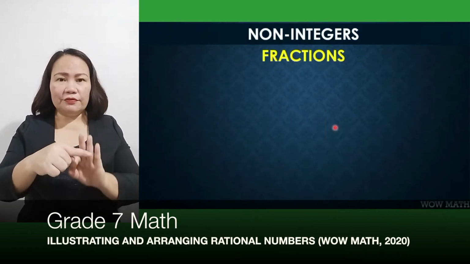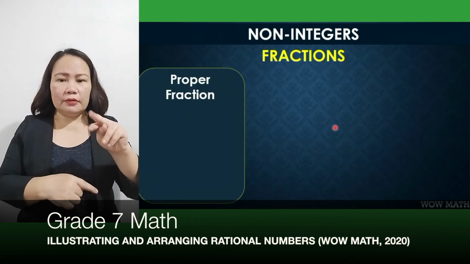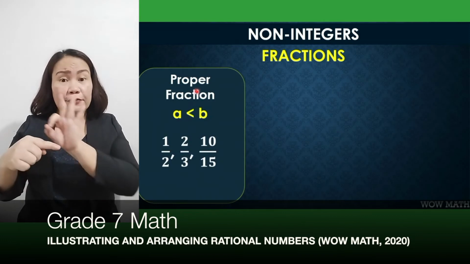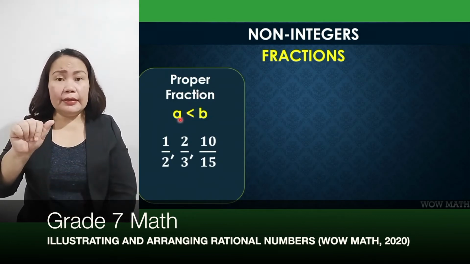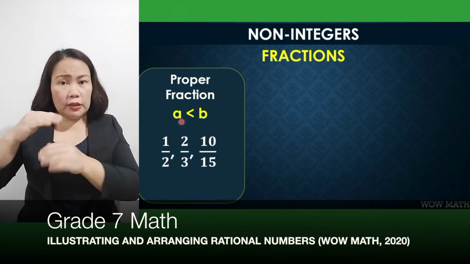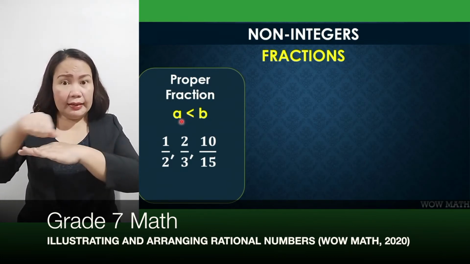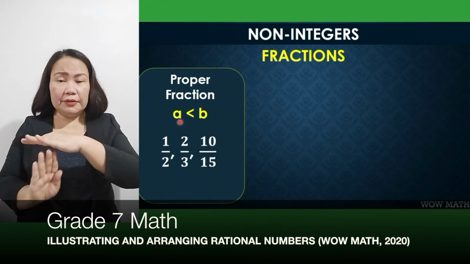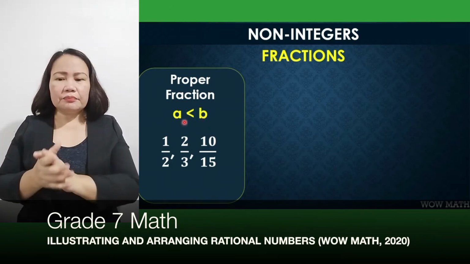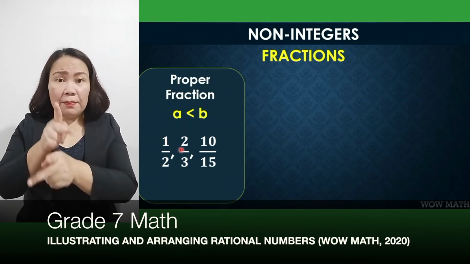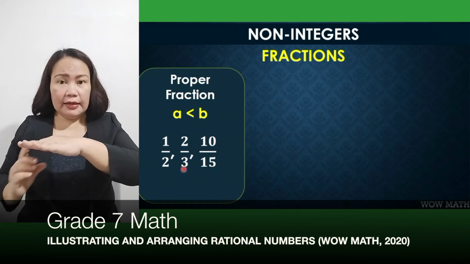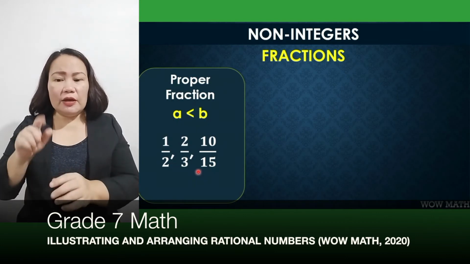Next, we have fractions. For fractions, we have proper fraction. A proper fraction is a fraction where A is less than B. Di ba ang A natin is our numerator and B is our denominator kapag rational numbers. So, if your A is less than the value of B, then that is a proper fraction. That's why this is also considered as a rational number.